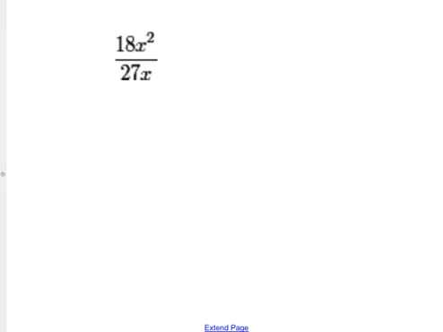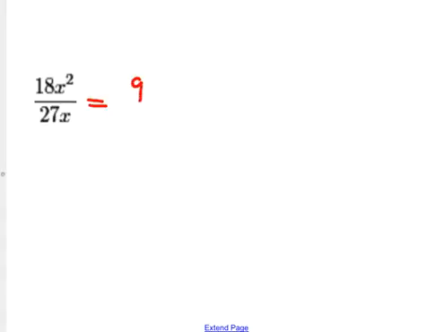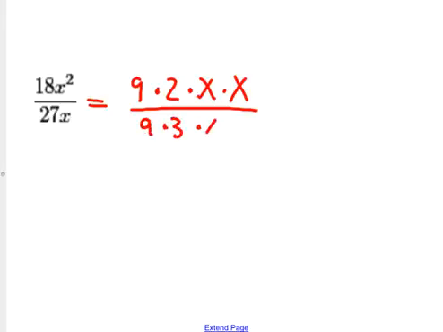So on this particular example, I've got 18x squared and 27x. So I'm going to decompose the number once again. This is 9 times 2 times x times x. X squared is equal to x times x. And that's over 9 times 3 times x.